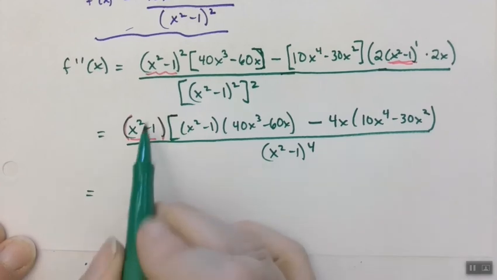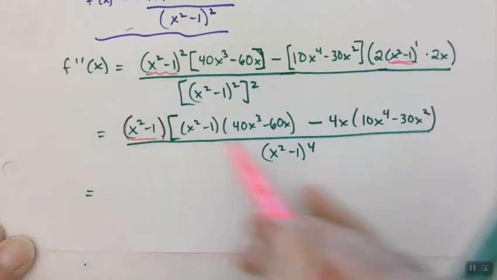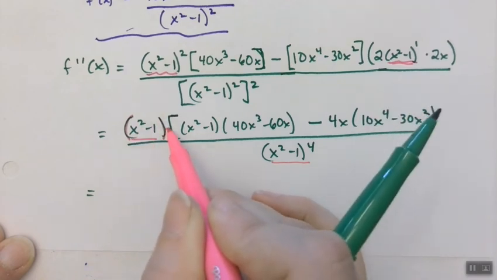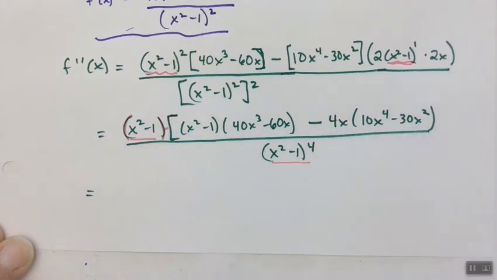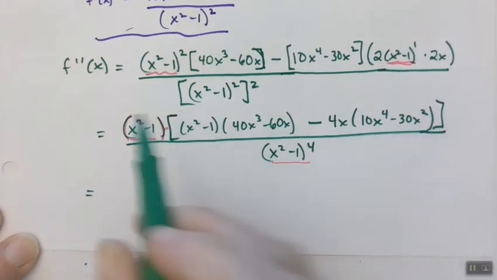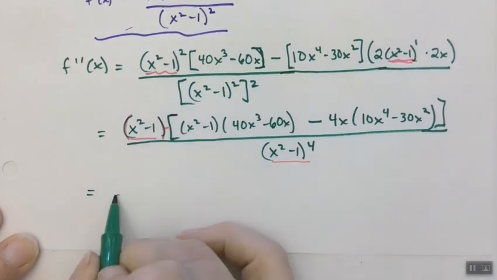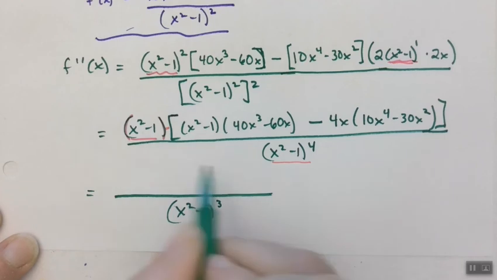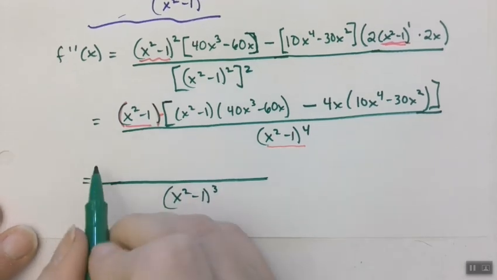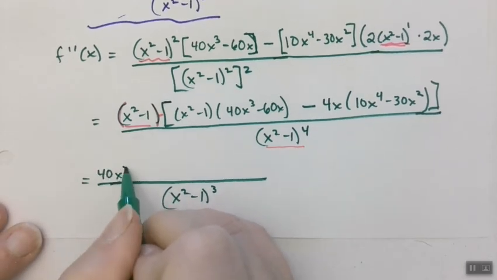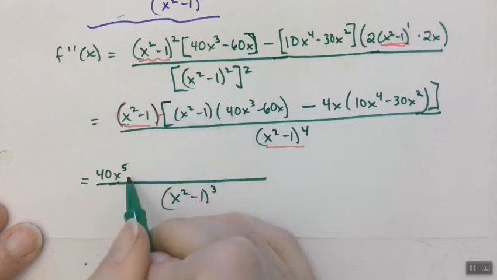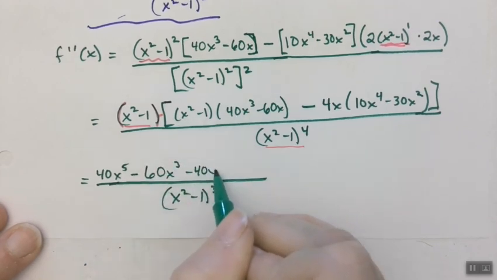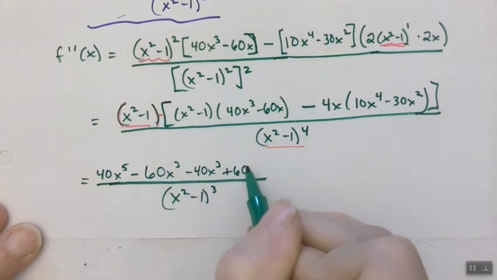That would be, okay, well, I have an x squared minus 1 here, and I have x squared minus 1 to the 4 here. So this one x squared minus 1, because this is multiplied by this whole thing, I forgot my bracket over there. Because this is multiplied by the whole thing, I could cancel one of them out and just make it x squared take away 1 to the third in the denominator. And my numerator will become 40x to the fifth, I'm foiling, 40x to the fifth minus 60x to the third minus 40x to the third plus 60x, right?